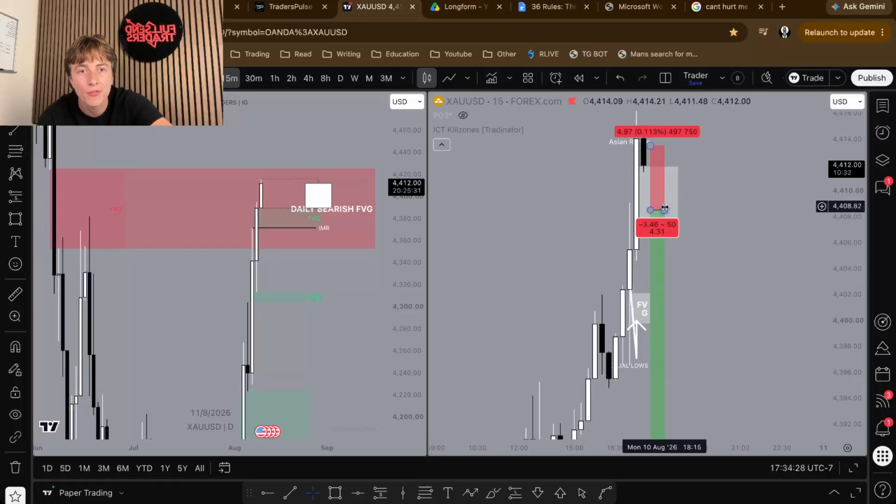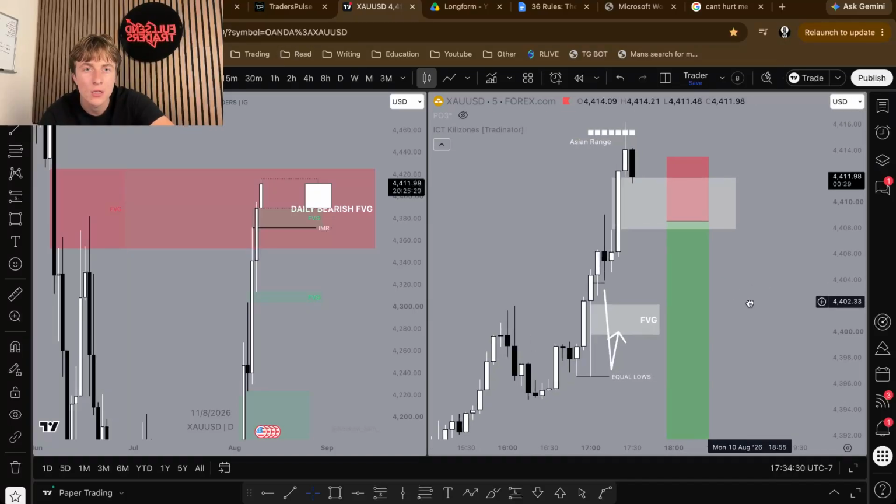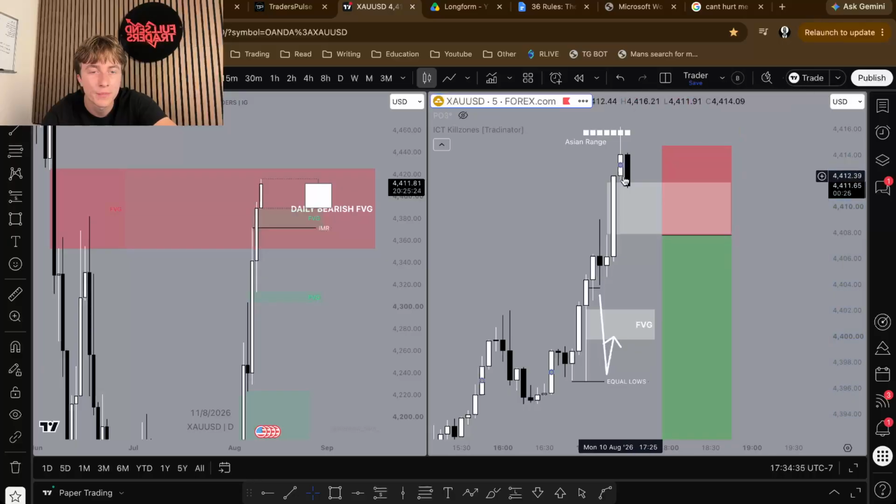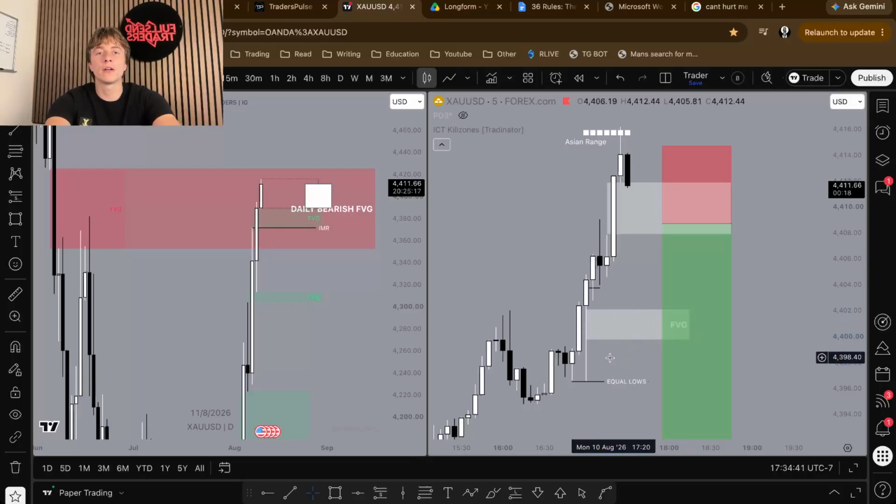So if we can enter off the 5 minute one, we're in a great spot. 5 minute right here, I would like that. Stop loss just above this high right here, maybe. Once we tab back in, let's see. 5 minute FVG. We have equal lows down here.